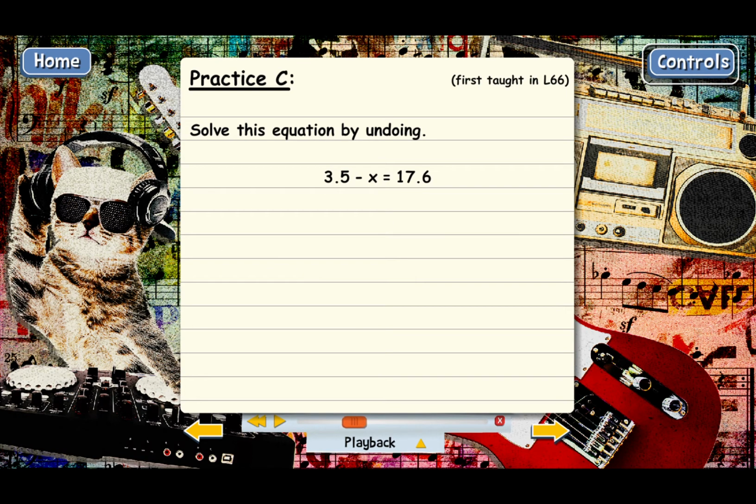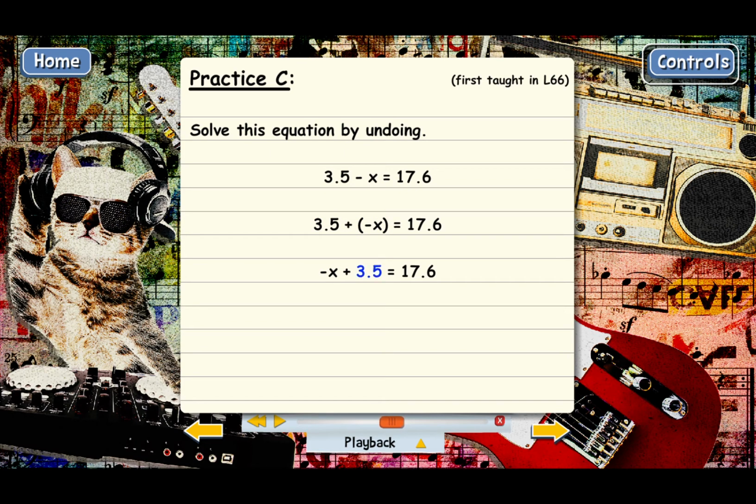But remember also that we can change any subtraction to addition of the opposite. So next, I'm going to change this minus sign to a plus sign, and then I'll change x to its opposite. Okay, now that the items on the left-hand side are being added, it's okay for us to switch their order. Now, with the equation in this form, it's far easier to see how to undo it.